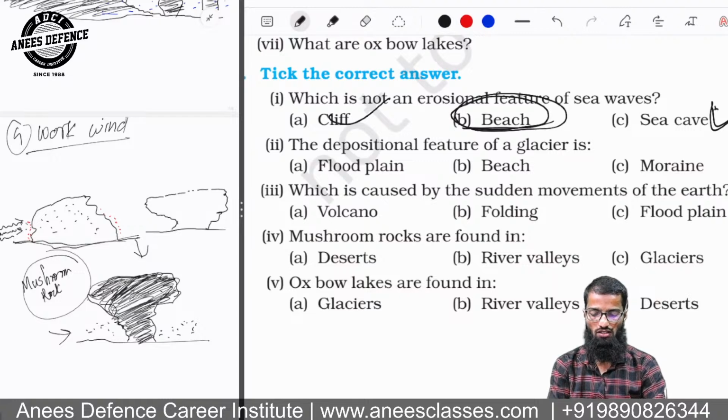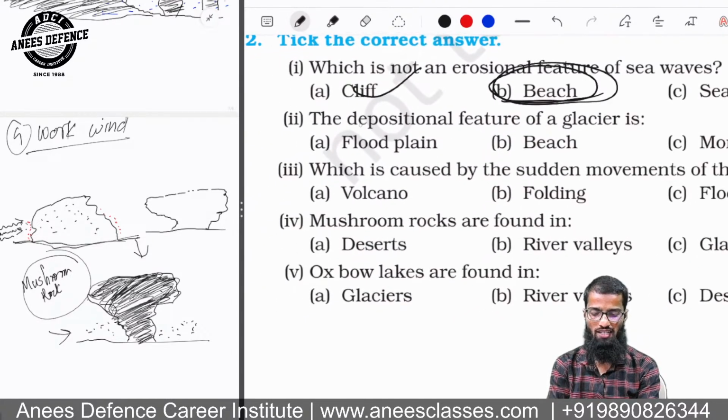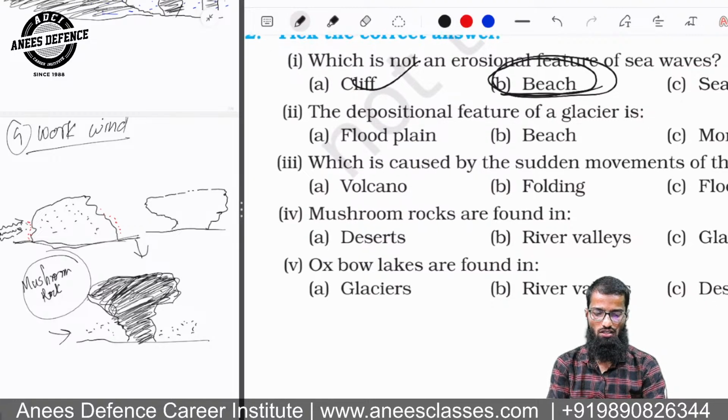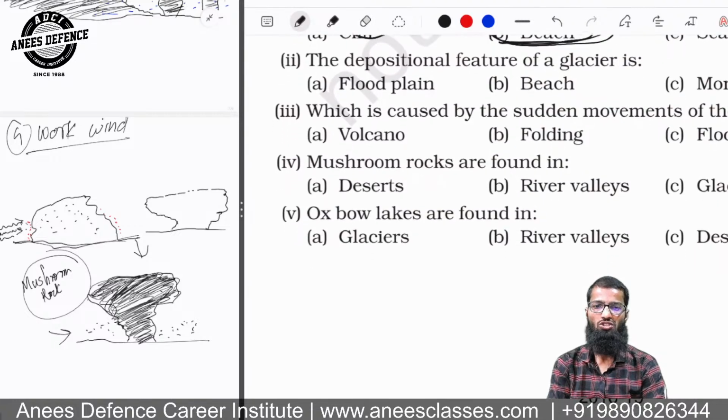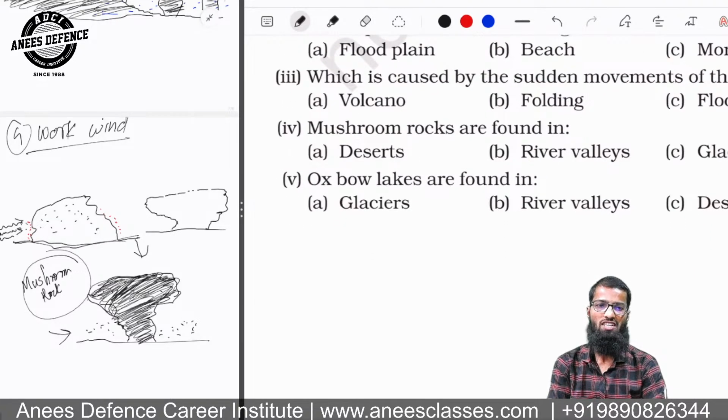Is it clear? Further, the important word here is depositional feature of the glacier. As I've said, a glacier is a river of ice, a flowing river of ice. So what is the depositional feature of a glacier? Moraines. As I have told you, moraines are the broken pieces of rocks which are carried away with the glacier. And the third question is: which is caused by sudden movements of the earth?